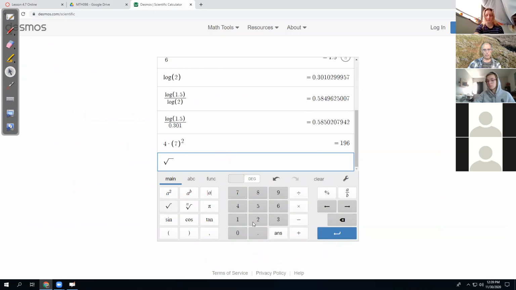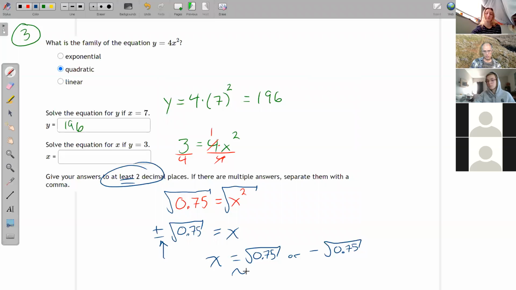So square root button, 0.75. And the calculator says 0.866. It said to use at least 3, so I think I'm just going to go with the 0.866. I mean, it said to use at least 2, because that rounds easier than the other one. So I'm going to say that this is about 0.866, and then the other one, it wants me to separate with commas, would be negative 0.866. And sometimes they work out pretty nice like that. One's positive, one's negative. But we have to have that plus or minus when we take the square root of a square. Just going to make a little note about that.